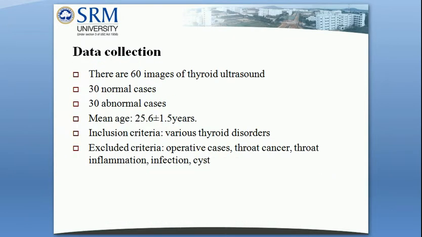Data collection: here 60 thyroid ultrasound images are used, from which 30 are normal cases and 30 are abnormal cases, which include hypothyroidism and hyperthyroidism. The mean age of the patients is about 25.6. Inclusion criteria of the images: they include various thyroid disorders. Excluded criteria: operative cases, throat cancer, throat inflammation, infection, and any cystic problems are not included.